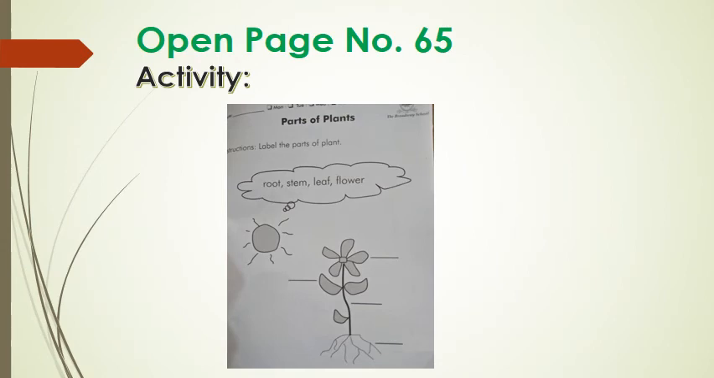Now we are going to do an activity. So hold your pencil in your hand and label the parts of the plant by yourself. Here I would say to draw a picture like this in your rough copy and label the parts of the plant again to do more practice.